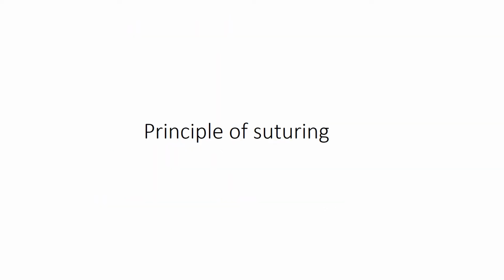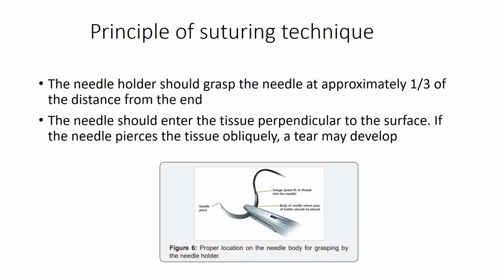Okay, now let's look at the principle of suturing. So how to do a proper suturing technique? The needle holder should grasp the needle at approximately 1/3 of the distance from the end. The needle should enter the tissue perpendicular to the surface. If the needle pierces the tissue obliquely, a tear may develop. So this is how we hold the needle, about 1/3 from the swage area.